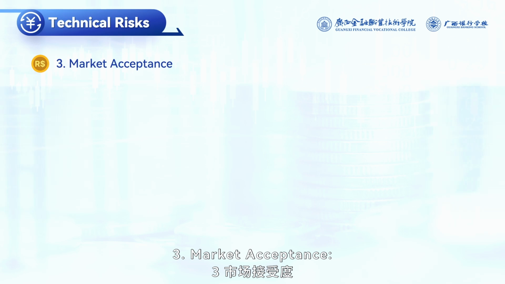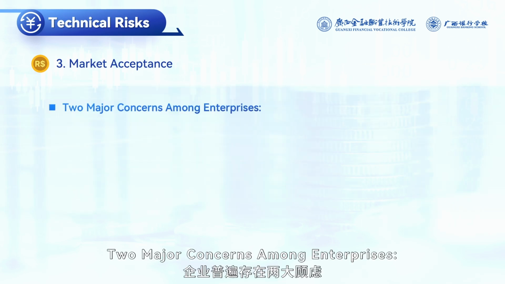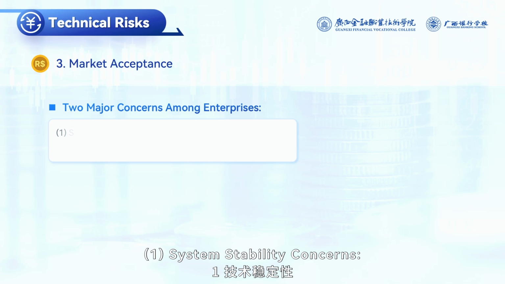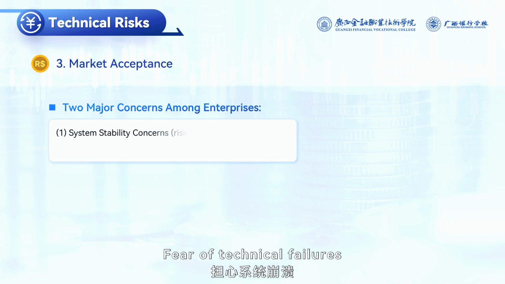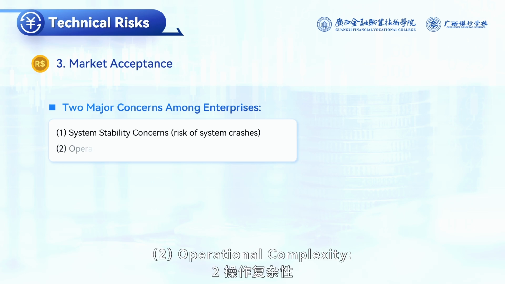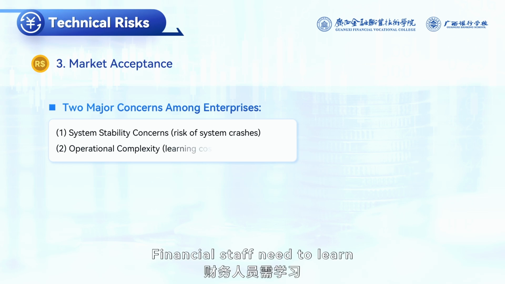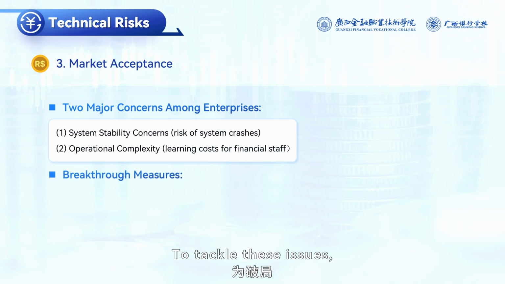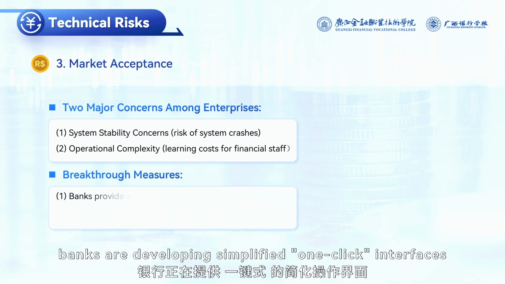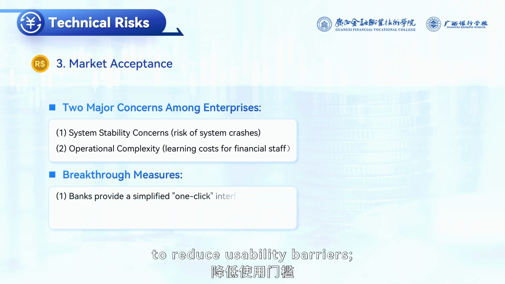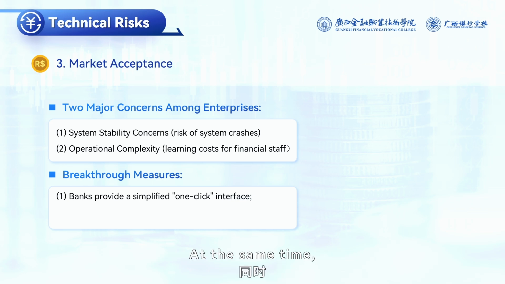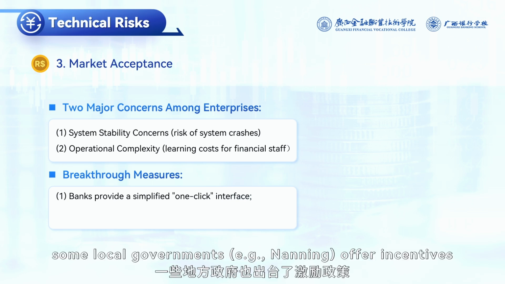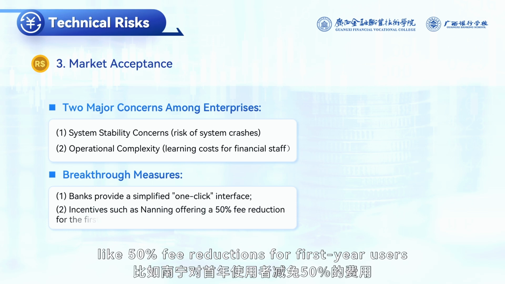3. Market acceptance. Two major concerns among enterprises. 1. System stability concerns, fear of technical failures leading to financial losses. 2. Operational complexity. Financial staff need to learn new systems, increasing training costs. To tackle these issues, banks are developing simplified, one-click interfaces to reduce usability barriers. At the same time, some local governments, for example, Nanning, offer incentives like 50% fee reductions for first-year users to encourage adoption.